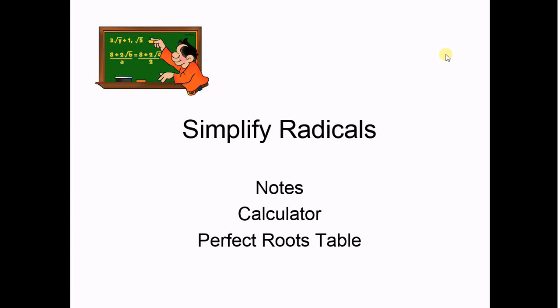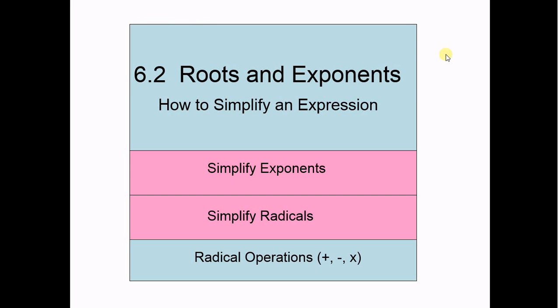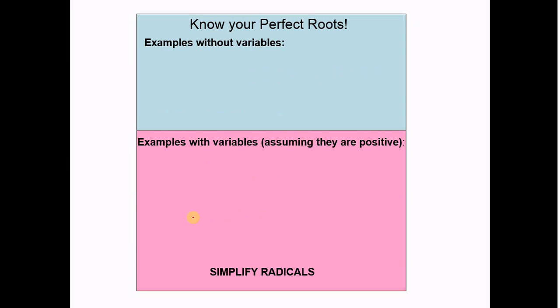Today we're looking at simplifying radicals. What you're going to want to have on you are some notes, a calculator, and that goldenrod yellow card that you have of the perfect roots table. You're also going to want that little foldable out that we made. Turn to the flap called Simplifying Radicals, that's the flap we're going to be working on today.